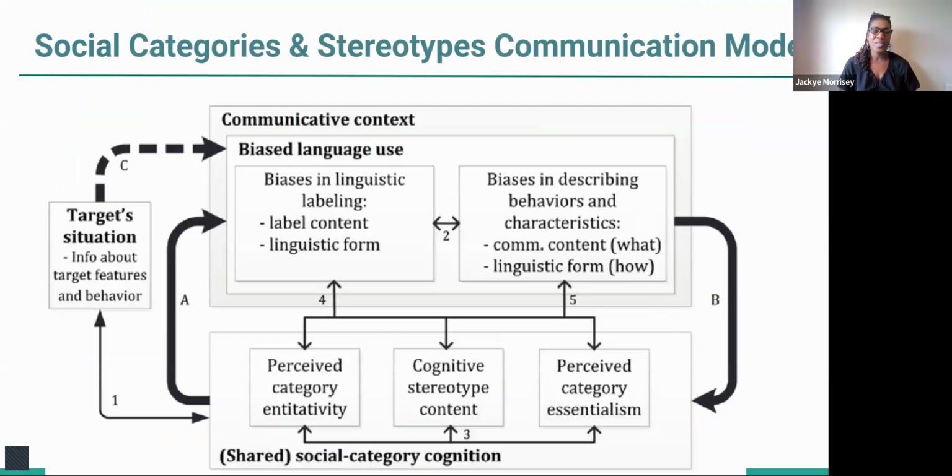I also want to take a moment to share with you this category or this model that you see on the screen in front of you. It's called the Social Categories and Stereotypes of Communication Model. It was created or released by researchers Bukaboom and Burgers in 2019. It was Camille Bukaboom and I think Christian Burgers. They did a study, and this is one of the frameworks that they came up with.